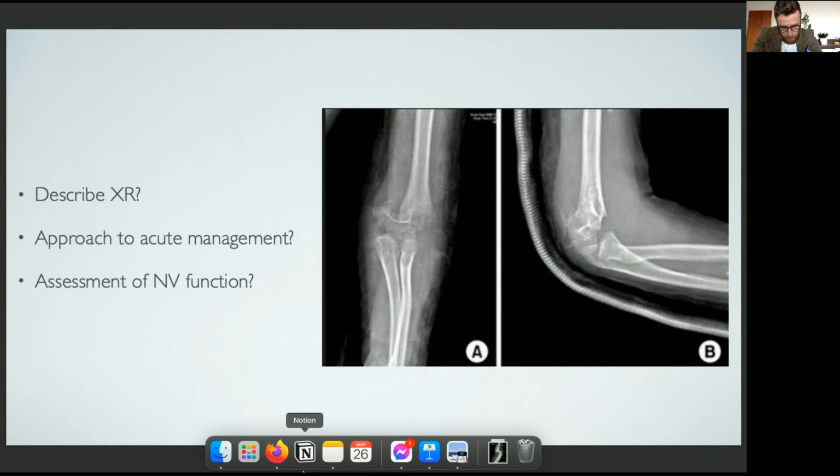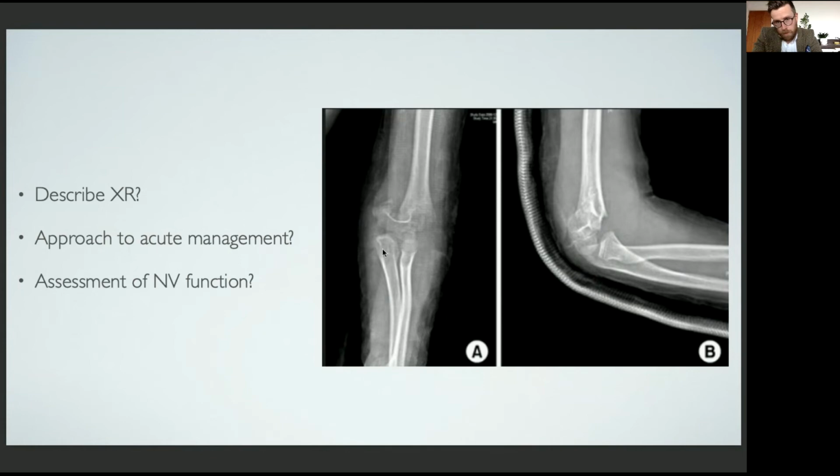What this actually displays is a Gartland 3 supracondylar fracture, which you don't necessarily need to worry about the classifications, but what this has here is, as was quite rightly said, medial translation of the epicondyle fragment, and this anterior humeral line you can see has been disrupted, so it doesn't form a congruent joint surface here. So yeah, it's a supracondylar fracture. Excellent. So what is our approach to acutely managing this injury?